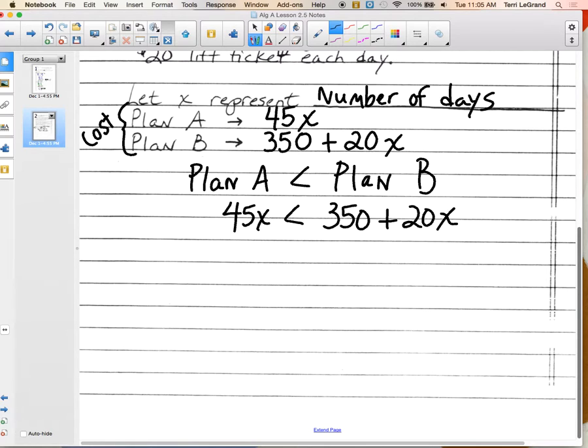And now when we are done solving this, this will tell us how many days, because x is the number of days, so this will tell us how many days you can go skiing, and the cost for Plan A will still be less than if you went with Plan B. Because no one's going to want to put out $350 for a season pass if they don't ski enough days. So we're trying to figure out how many days you would have to ski to make it worthwhile. So go ahead and solve this because you know how. You just practiced that on the front.